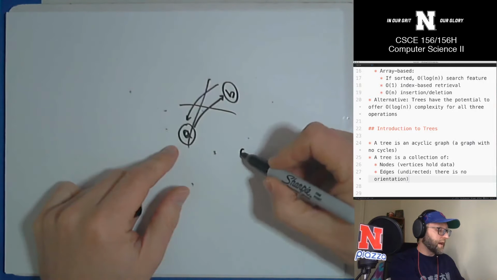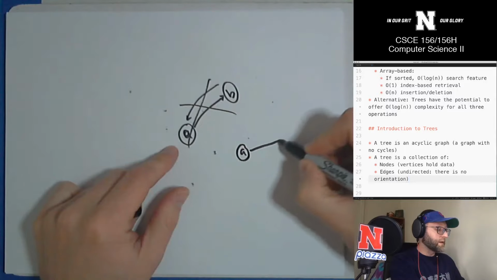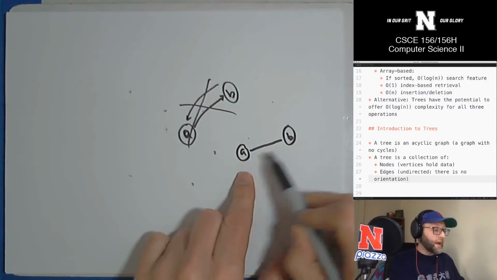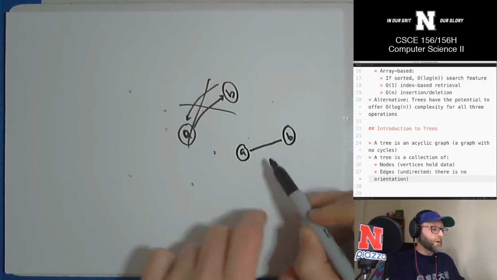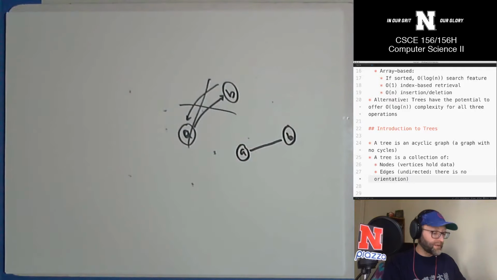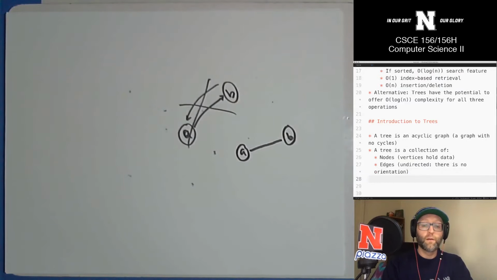But what we're looking at right now is an unoriented edge. What that means is if you start at A, you can go to B. If you start at B, you can go to A. It's basically I have both of these edges over here, and I just collapse them and take away the orientation. Right. So these are undirected edges.